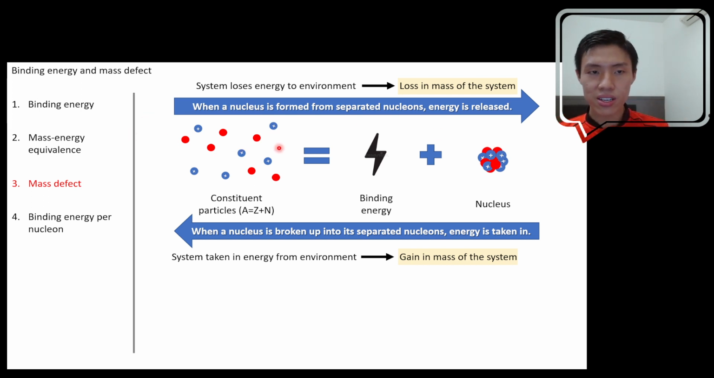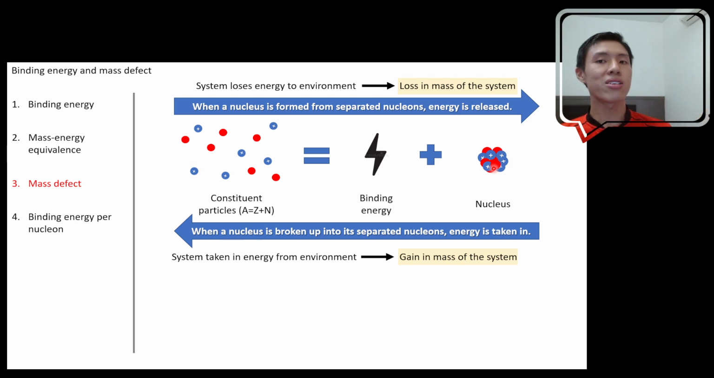If you count here, there will be 1, 2, 3, 4, 5, 6 protons. For the neutrons, there's also 1, 2, 3, 4, 5, 6. For the neutrons here, there's also 1, 2, 3, 4, 5, 6. The number of protons are the same. The number of neutrons are the same. So from a logical perspective, you should expect that the mass are the same.